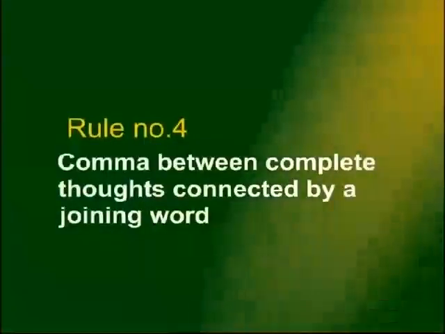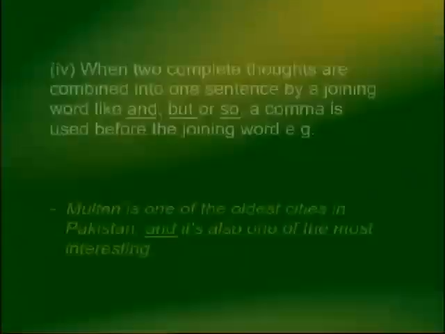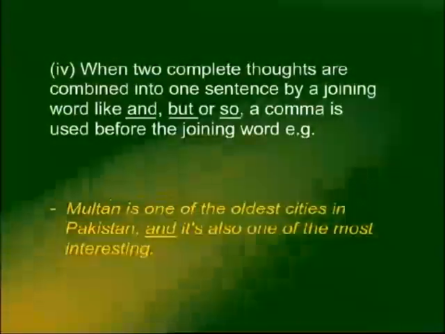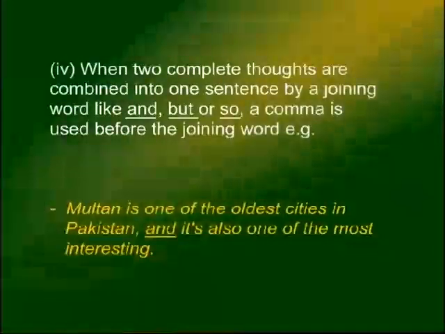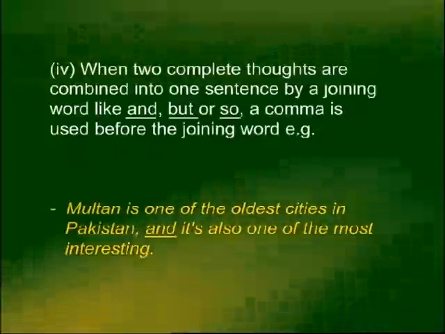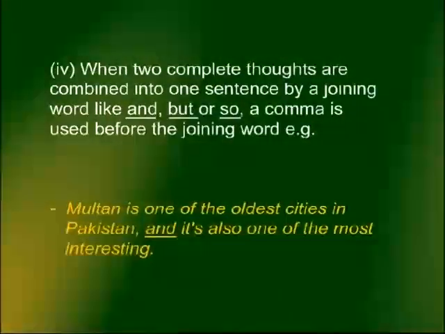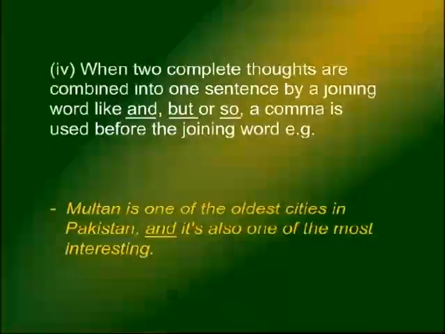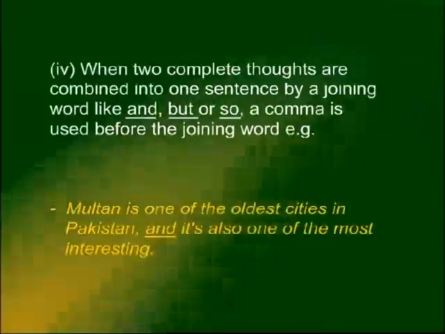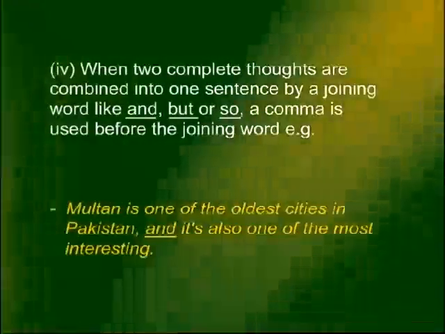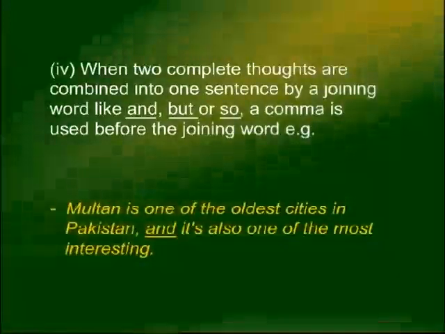Rule number 4, which says to insert a comma between complete thoughts which are joined by a word, a conjunction. Right? Look at this example. And these joining words are and, but, and so. Example: "Multan is one of the oldest cities in Pakistan, and it is also one of the most interesting."